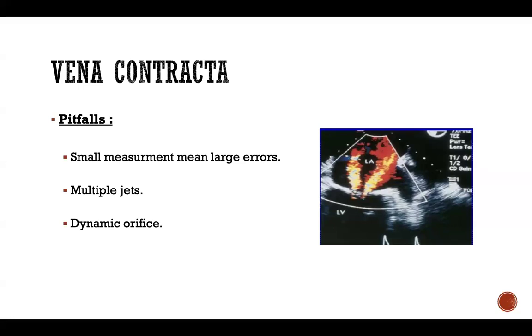Although some experts said you can sum the vena contracta, this is still not very accurate, and it's controversial. And another pitfall is that sometimes you have a dynamic orifice, and a lot of the time we see, especially in secondary mitral regurgitation, that we cannot say where the vena contracta is. You see two expert echocardiographers looking at the echo, trying to figure out where the vena contracta is, because you don't see a clear orifice. You don't see a clear neck. So this is also one of the pitfalls of the vena contracta measurement.